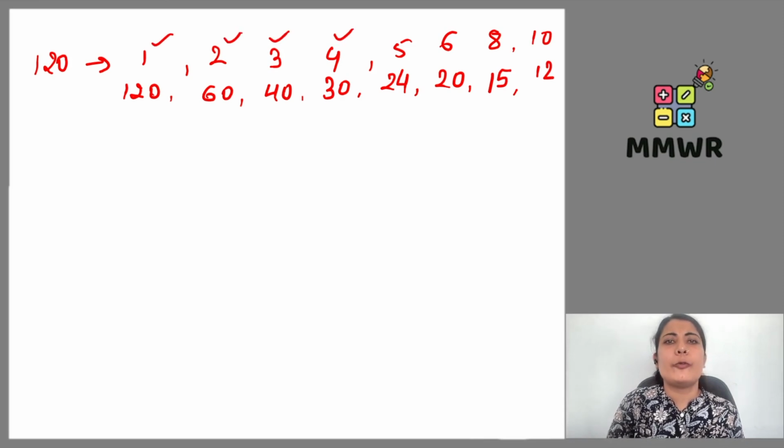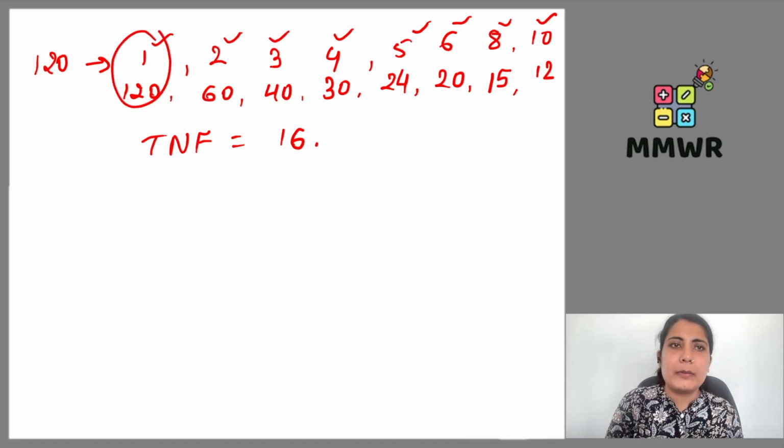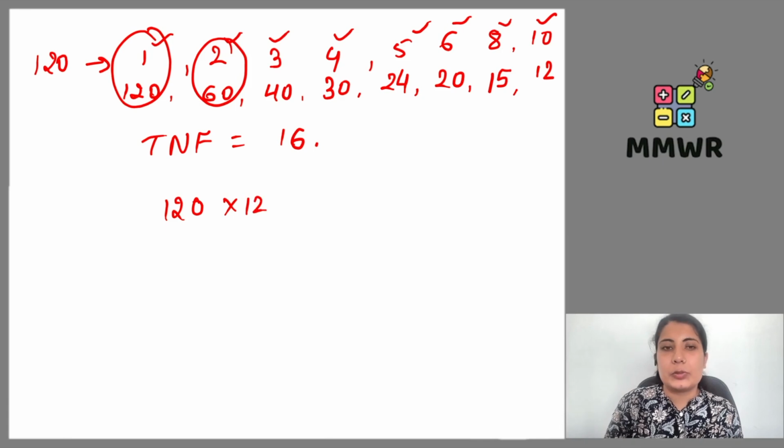1, 2, 3, 4, 5, 6, 7, 8. Total 8 plus 8, 16 factors are there. The total number of factors is 16. Right? So 16 factors are there. Now how many will we multiply? 1 multiplied by 120, once I got 120. Then 2 multiplied by 60, I got 120 a second time.